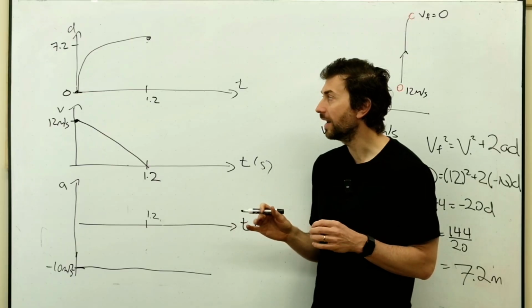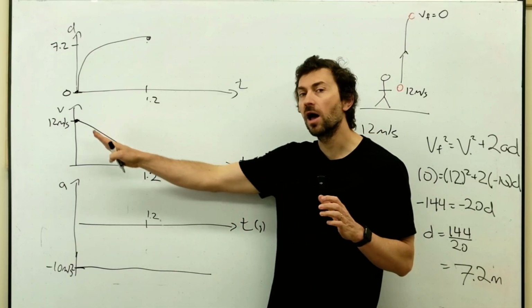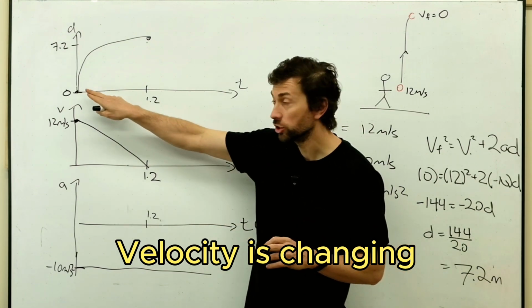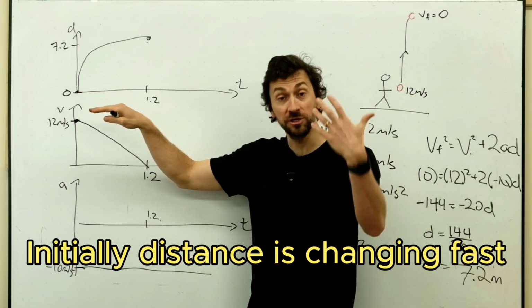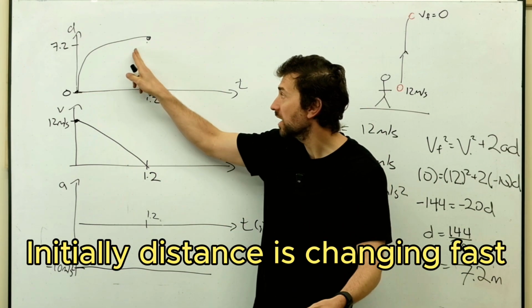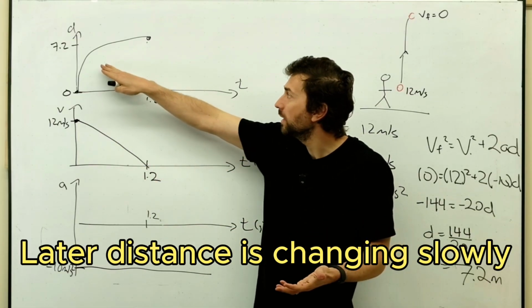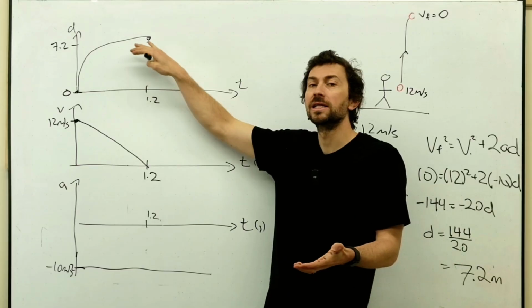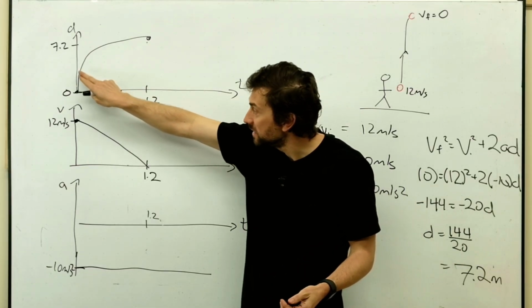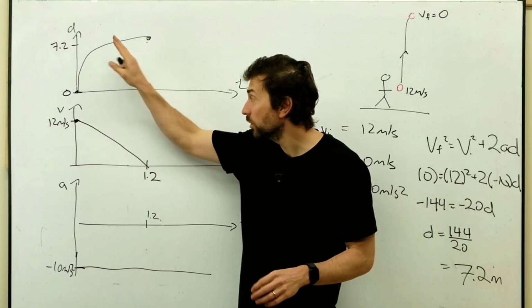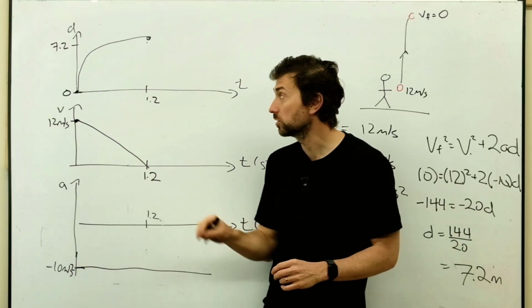So what's going on here is that the velocity is changing. At first, the distance is changing pretty rapidly, but as time goes on, it's slowing down. So the curve is getting less steep. It's steeper here because it's traveling faster, and shallower here because it's traveling slower.